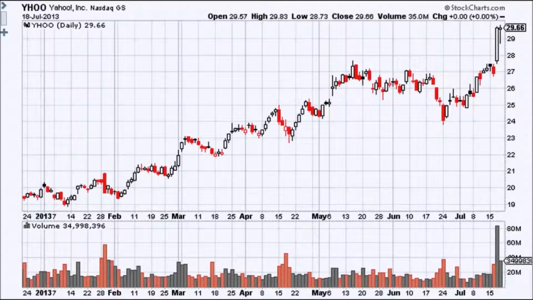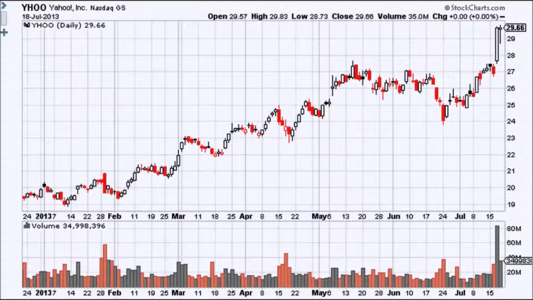He originally developed the CCI to identify cyclical turns in commodities, but this indicator can also be successfully applied to indices, ETFs, stocks, and other securities.